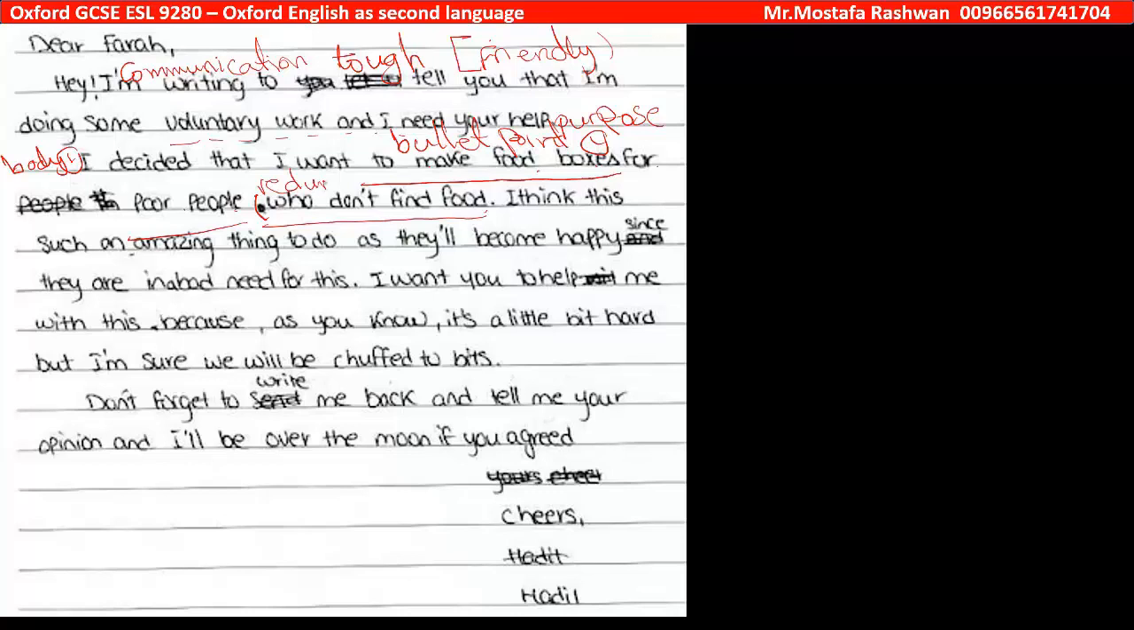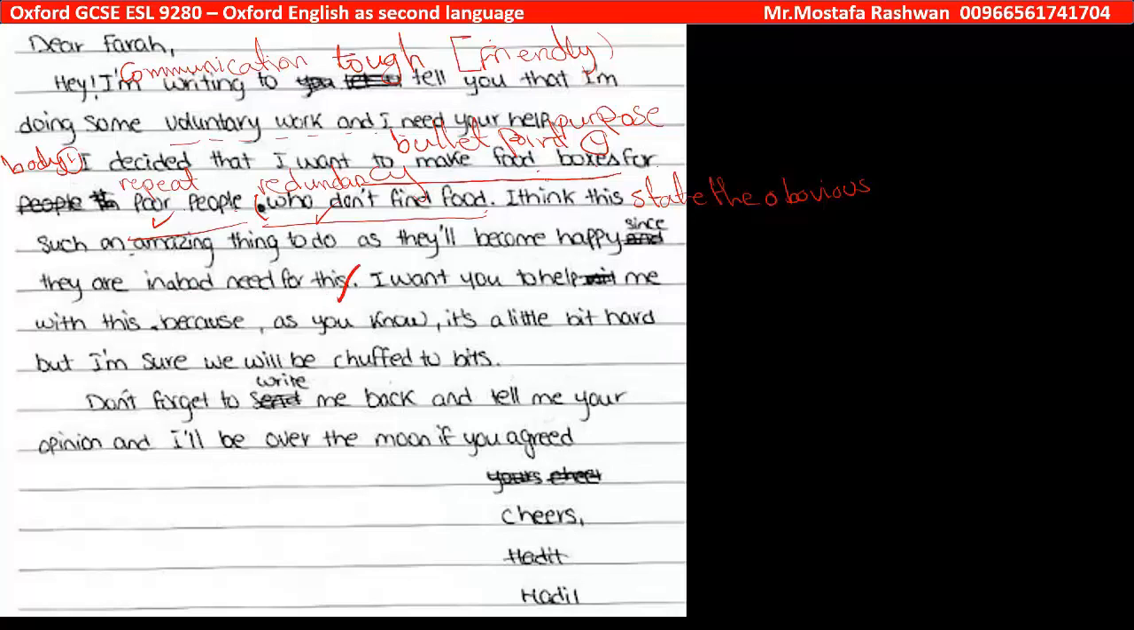This is redundancy. What do we mean by redundancy? Repetition, because he already told us the poor people, so logically we know that poor people don't find food. So as if the candidate is just stating the obvious, and we don't need that. Okay, I think this is such an amazing thing to do, as they will become happy since they are in a bad need for this.